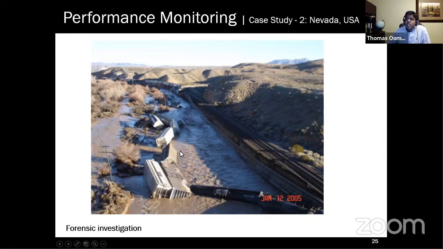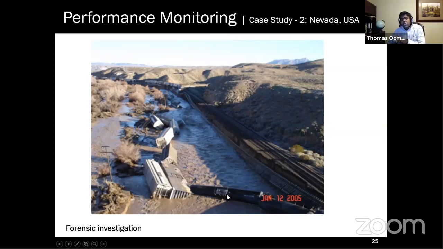So you can see here a very good example of how you can use InSAR for a forensic investigation, where you can actually find out what was causing this problem. Why has this problem all of a sudden cropped up? You can do that with InSAR.